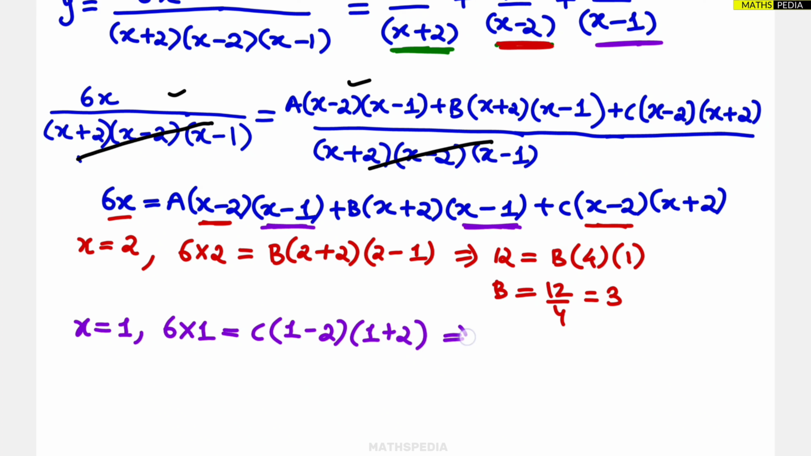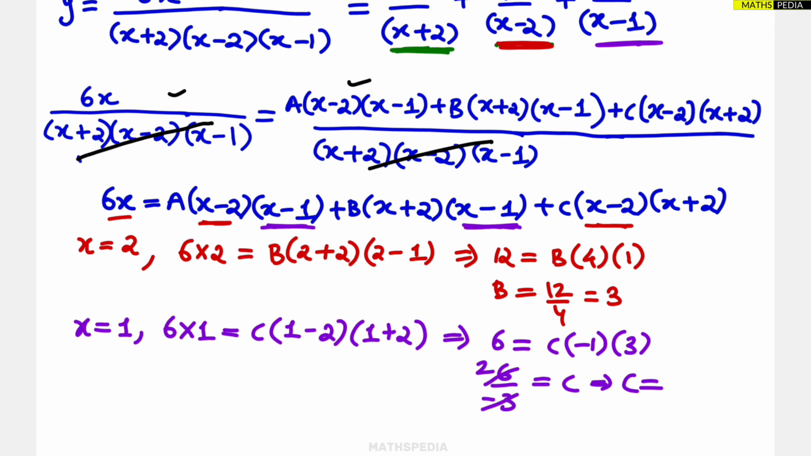Correct? So that implies 6 equals C into (1 minus 2, which is minus 1, 1 plus 2 is 3), so minus 3 will go there. So 6 divided by minus 3 equals C. That implies the C value is minus 2. So I got the C value also. Okay, so here what you got? The B value is 3.